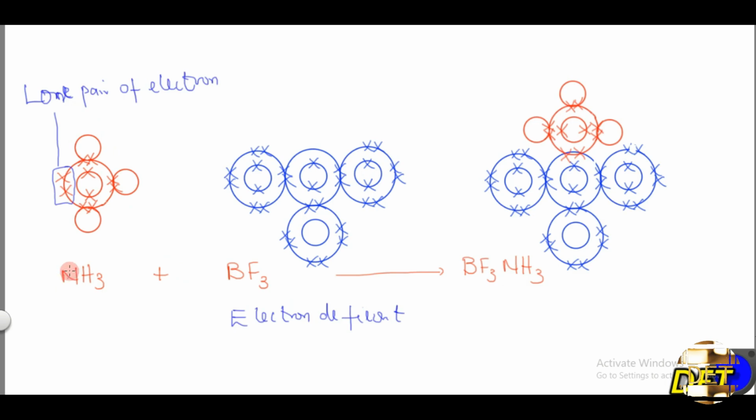And this compound here is electron sufficient. So what happens is that this ammonia will donate this lone pair of electron to this compound, which is boron trifluoride. So the boron trifluoride will accept this lone pair of electron to form this compound. And so boron trifluoride is referred to as what? An acid. It is called an acid because it is electron deficient and it can accept a lone pair of what? Of electron. So that is why boron trifluoride is an acid and it is called a Lewis acid, right?